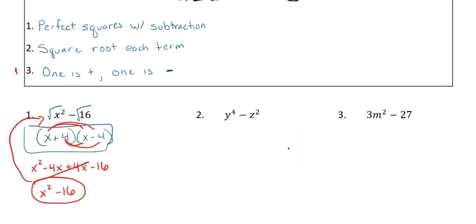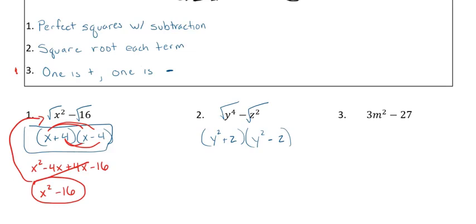Okay, this one, y to the fourth, anything with an even exponent is a perfect square. So z squared is as well, so that means we can do our difference of squares. The square root of y to the fourth is y squared. The square root of z squared is z. I'm going to do one of them plus, and then I'm going to do those same two terms, and the other one is going to be minus.